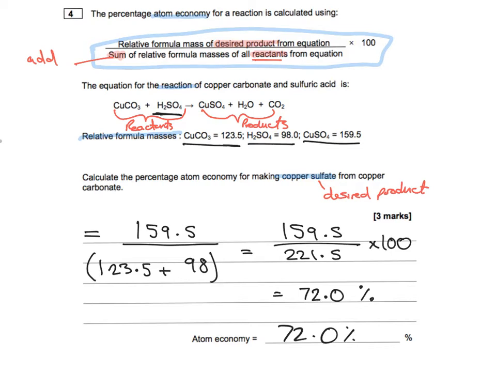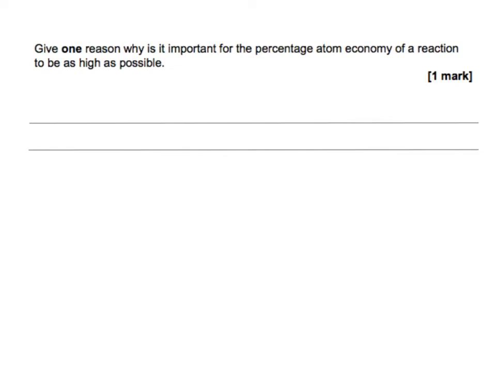There we go. So the question is, why is it important for the atom economy of a reaction to be as high as possible? Well, there are a few reasons, but the question says 1, so we'll just start with 1. It's important for economic reasons. That means I'm producing as much of the desired product as I possibly can, therefore I'm going to make the most money from it. I don't want to waste materials because I'm not getting anything for them.